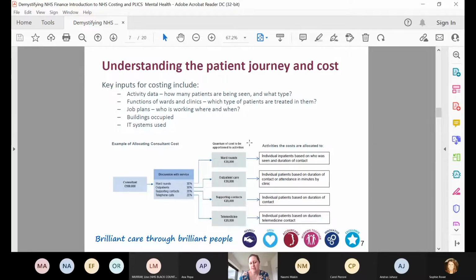That allows us to take our total quantum of costs and apportion it across all of those activities. Once we've got these different allocations, for example £30,000 on ward rounds, we can then think about the activities those costs are allocated to: the individual inpatients based on that ward who were seen, and the duration of the contact, the time that consultants spent with them. All of these metrics get plugged into a system, and once we've told it all of those inputs, it can generate an output cost that gives us that patient level costing information.